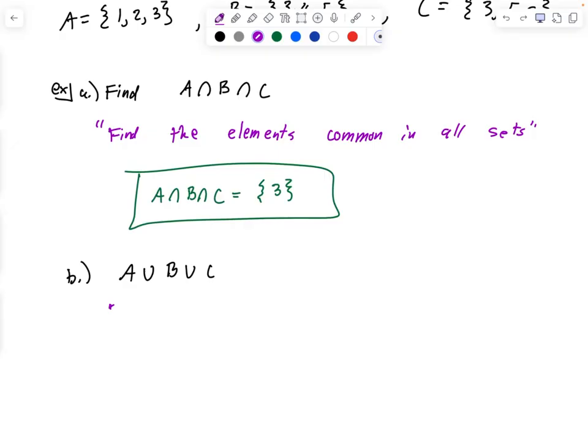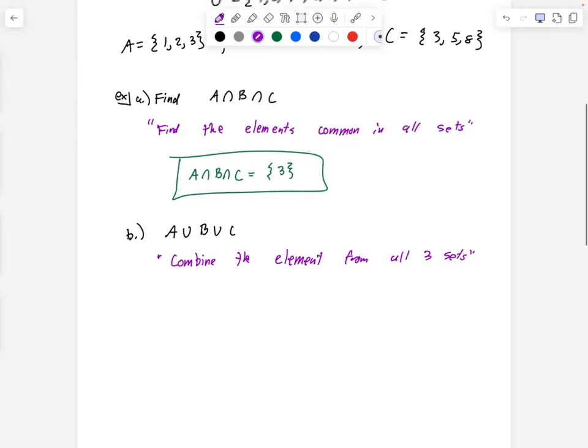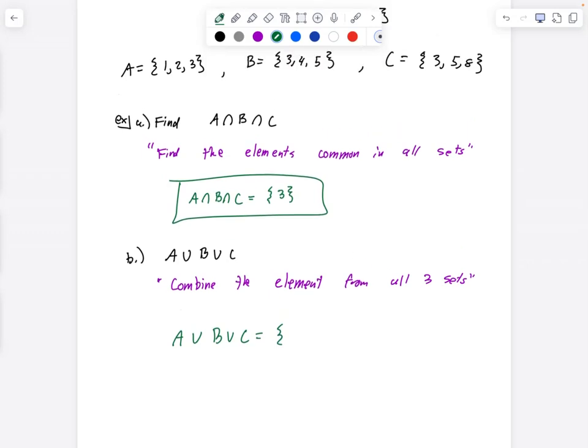And this one, I'm going to combine the elements from all 3 sets. I'm just going to combine the elements that are in each of the sets into one set. So I'm combining them. So A union B union C would be the set of what? What is the first number? 1 is, yes, 1 is from A.